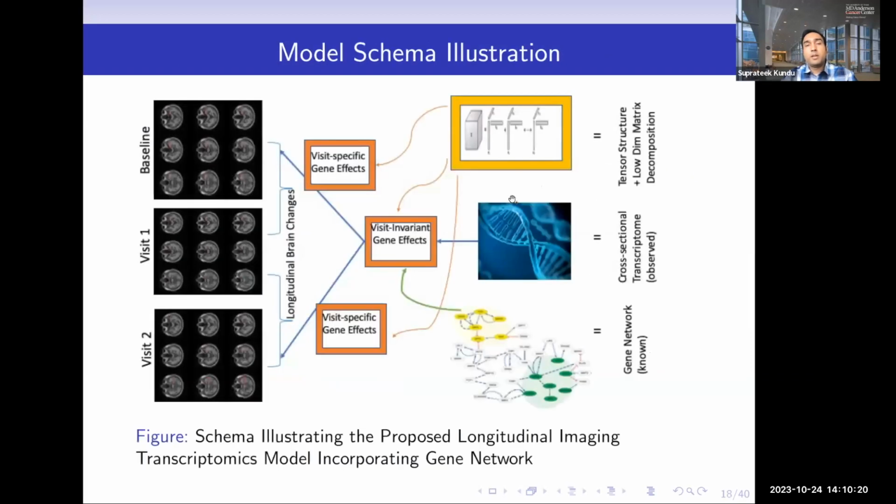Okay. And so this is a little bit of a schematic here. Hopefully that helps you grasp what's going on under the hood a little bit better. So essentially, these are the three images: baseline, visit 1, and visit 2. And we want to regress these images on the genes. And these genes are cross-sectional. As you can see, cross-sectional transcriptomics.